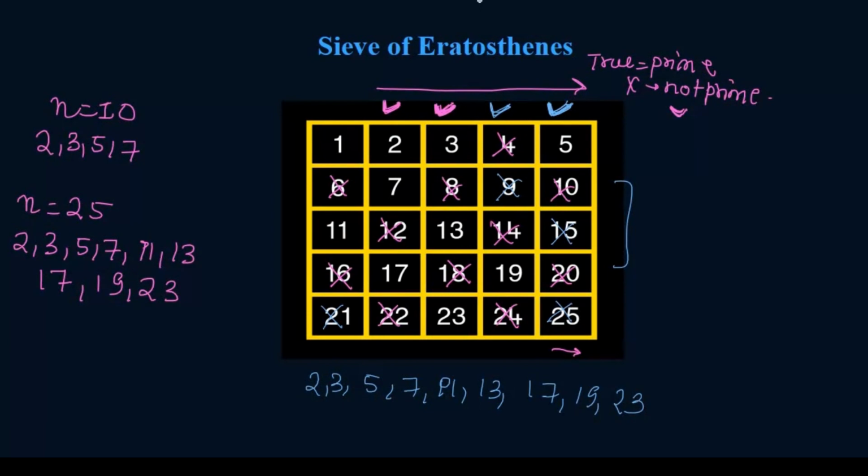So what is the main optimization in that theorem? We have to move the iterator only up to 5. We have the value of n equal to 25, but we move the iterator only up to 5. In that case we find all the prime numbers. Okay. So my iterator moves up to the square root of n. So the square root of 25 is 5. So that is the first optimization of the sieve theorem.